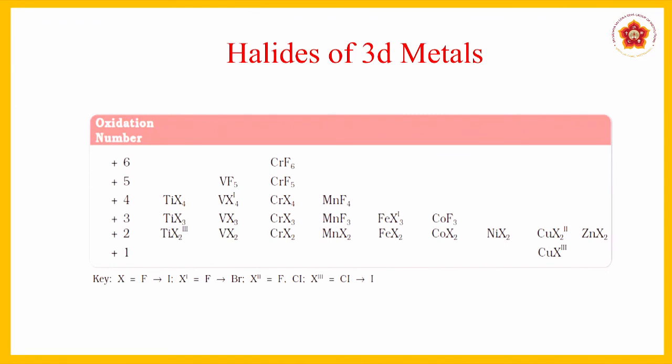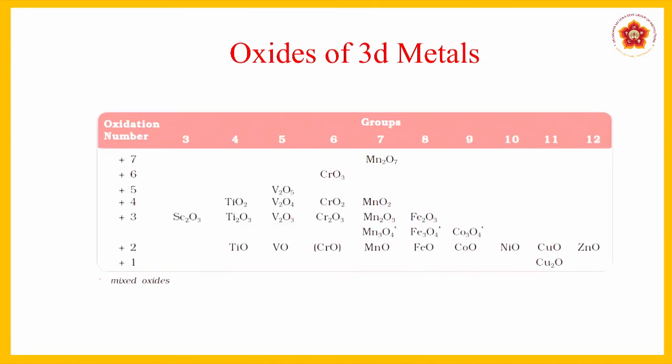So, if this was about the halides of the 3d metals, the next one is about the oxidation states of these, which uses oxygen. And this is about the oxides. You can see scandium has only a single oxide, because scandium can be present in the +3 state. There are some other compounds which are there. Just a small note about the mixed oxides. So, what do mixed oxides mean? That there is a combination of two.